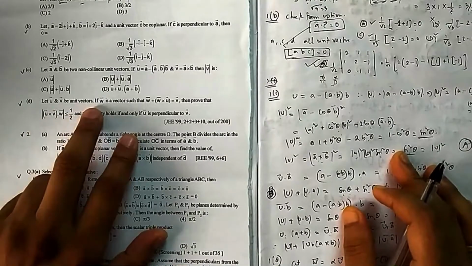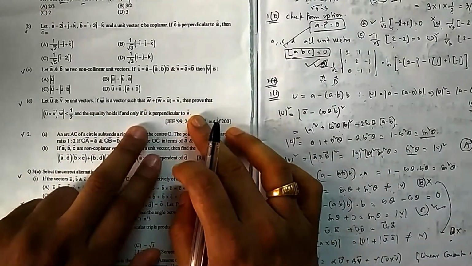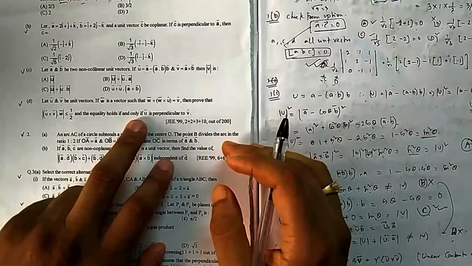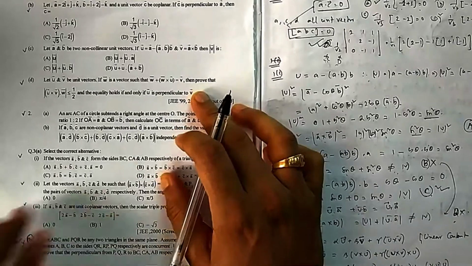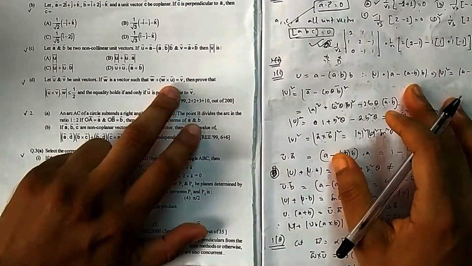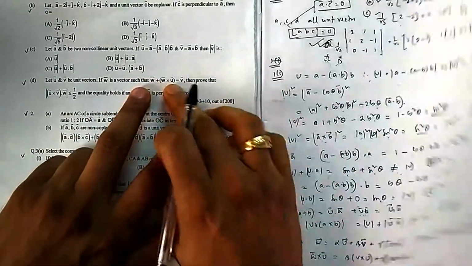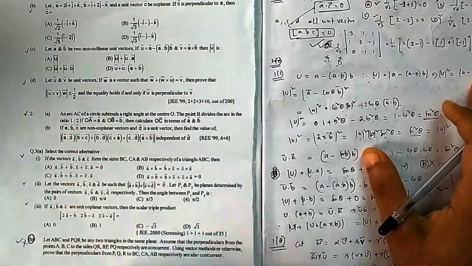U and V are unit vectors, and W is a vector such that this, then prove that this. Once you see this type of vector, this particular approach you will use many times, you will see it in coming questions. V is another vector which is nowhere mentioned with anything. One expression is given, and you have to find some relation between u and v of that W. So we will use one concept.